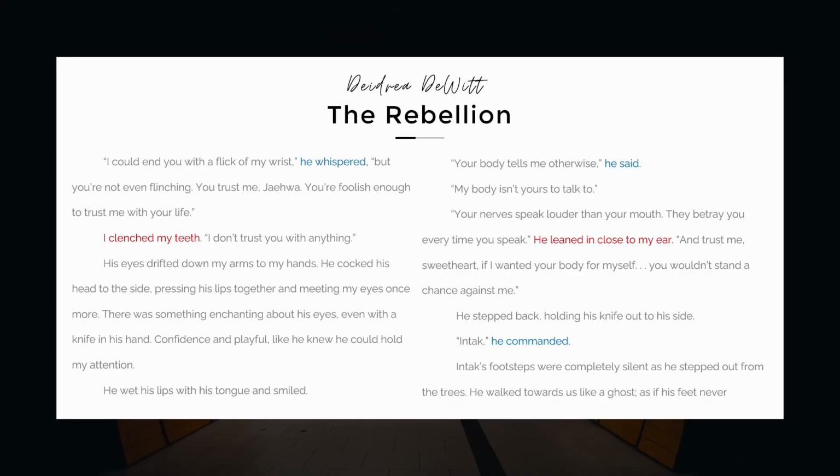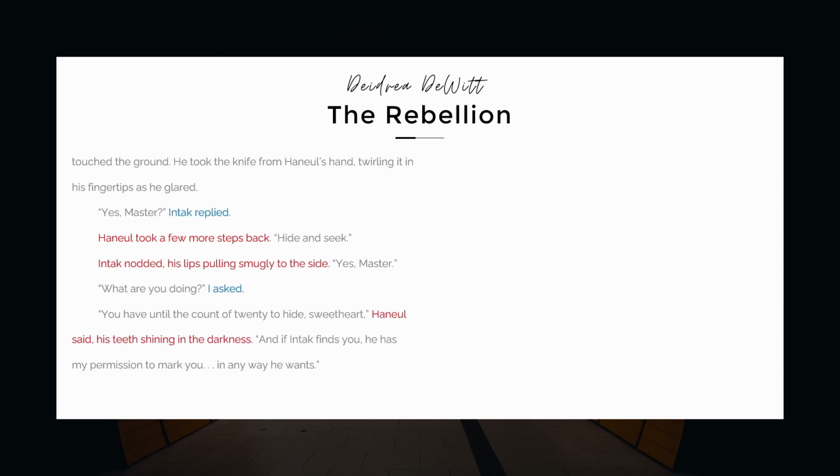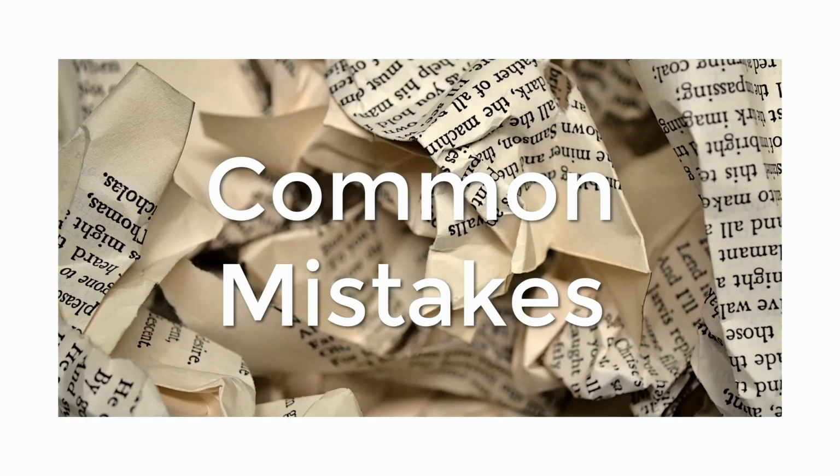So here are some of my dialogue tags in blue. He whispered, he commanded, he said. And then here are some of my action tags in red. I clenched my teeth. He leaned in close to my ear. Here's some more red. Hanul took a few steps back. Intak nodded, his lips pulling smugly to the side. Hanul said, his teeth shining in the darkness. Ast replied. So let's look at some common mistakes that new writers make, and honestly, some seasoned writers also make.